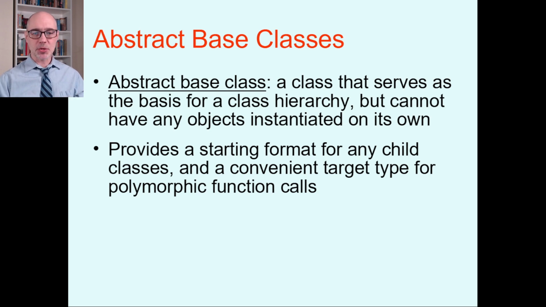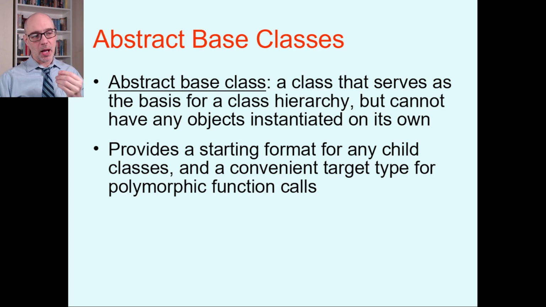That's called having an abstract base class, where you have a class that serves as the basis for a class hierarchy, but cannot have any objects instantiated on its own. That's not the point. The point is just to provide a starting format for child classes to have a common pointer type that you can refer to all of them by, and to have a convenient target type for polymorphic function calls like that display grade function. And then later on, you can build out more child classes and know that you can use this parent class pointer type to refer to any of them. That could be pretty convenient.